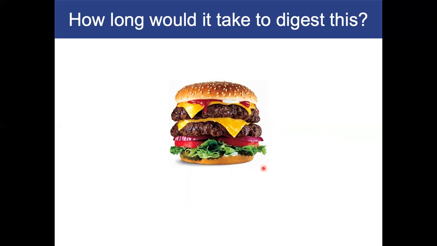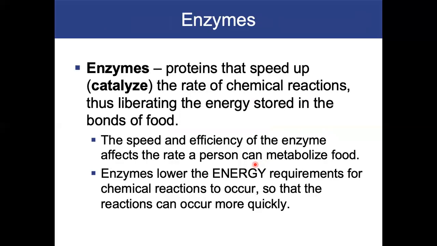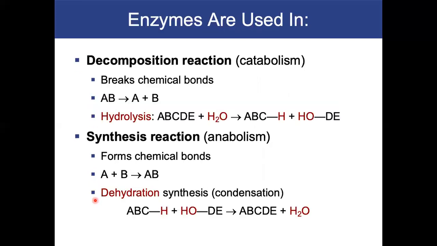What do we have? Okay, so we have enzymes. Enzymes are going to catalyze reactions so that we can do what we need to do, right? So enzymes are proteins that speed up the rate of chemical reactions, or they catalyze chemical reactions. They're going to break bonds, and they're going to liberate energy from those bonds, and we're going to harness that energy to either do work or make ATP. Enzymes lower the energy required to get a chemical reaction to go, okay?